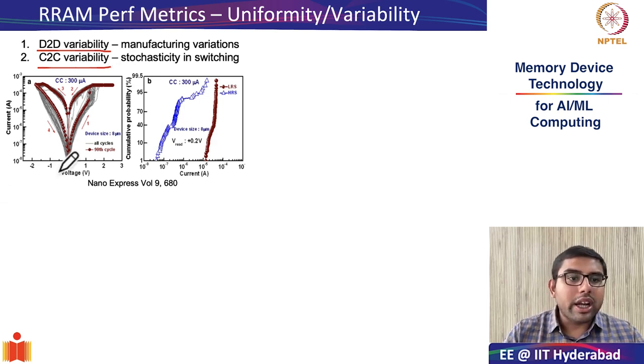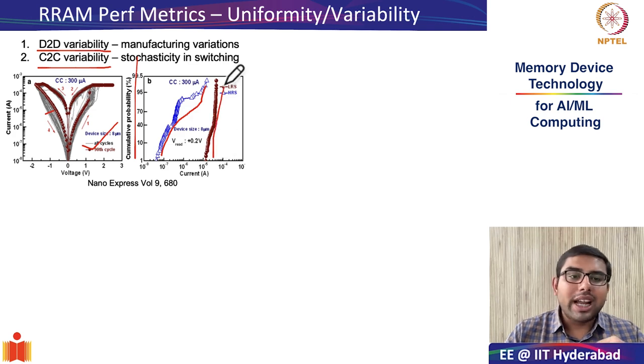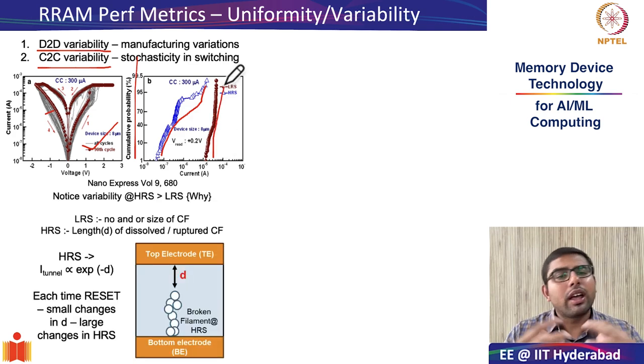So in this particular image, you see that for 100 cycles, the RRAM's IV characteristics have been demonstrated. These gray lines indicate the spread in the IV characteristics across different cycles. As we have been seeing in our course, variability is also indicated by looking at the cumulative probability percentage. And as you can see, the cumulative probability percentage graph for HRS is much more spread out compared to that of LRS.